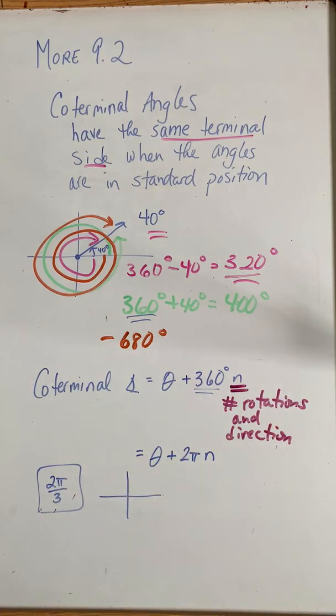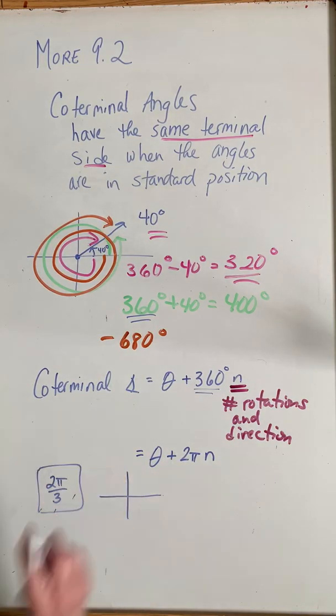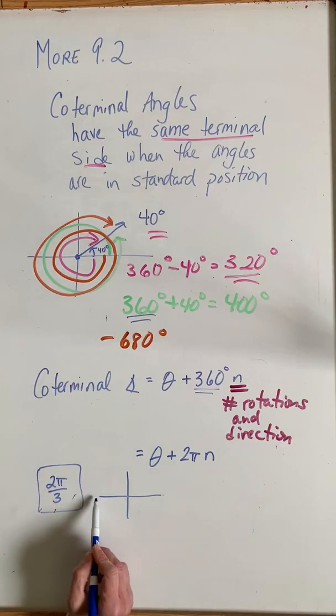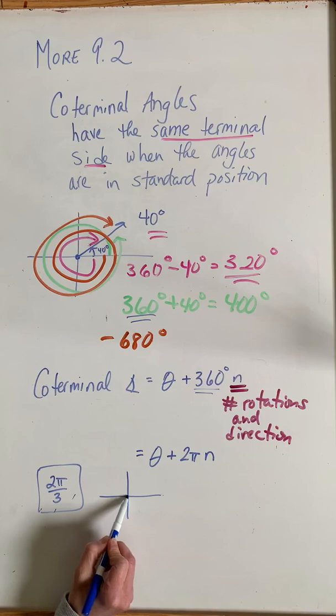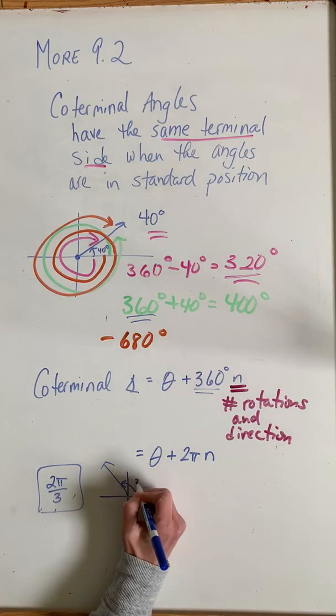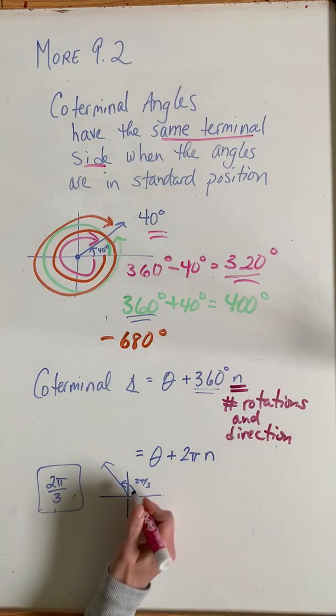So in which quadrant does 2 pi over 3 terminate? So we know it's positive, right? So we're rotating counterclockwise. And 2/3 is less than pi. So it's going to have to terminate somewhere here in the second quadrant, right? So this angle is 2 pi over 3. Okay? So can you think of one angle that's coterminal to that?